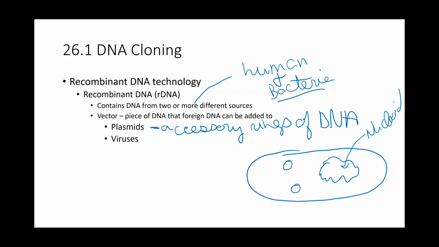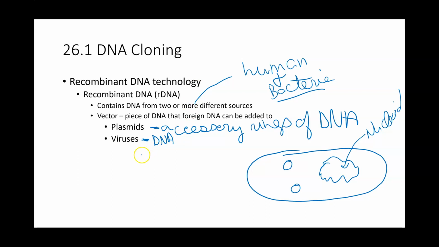So plasmids are accessory rings of DNA that aren't needed for bacterial growth, but can give special characteristics to bacteria. And sometimes we use viruses. So viruses can contain either DNA or RNA, and in this case, they would contain DNA. And then we can input more DNA into the virus.